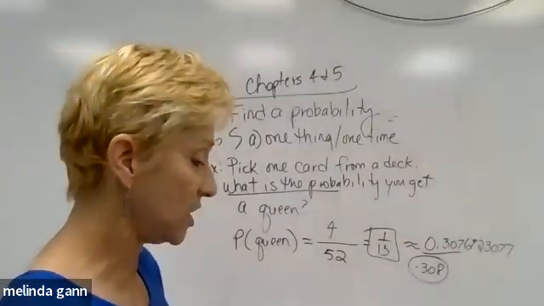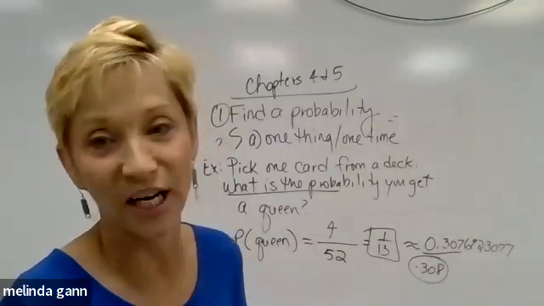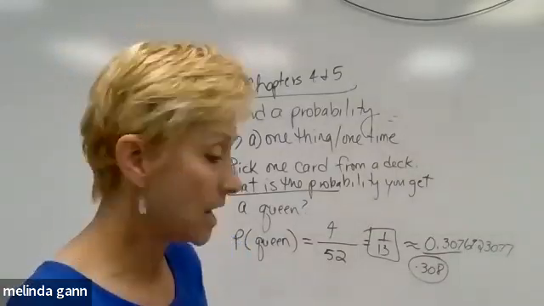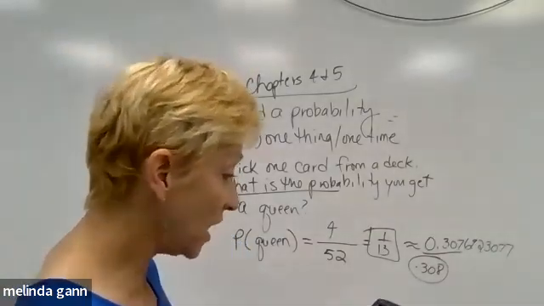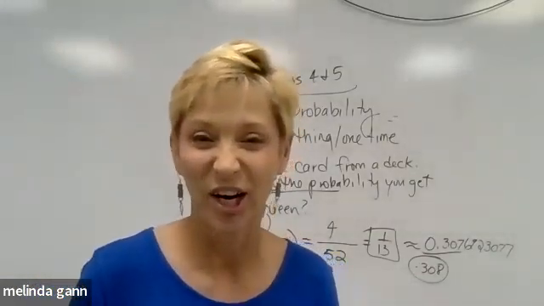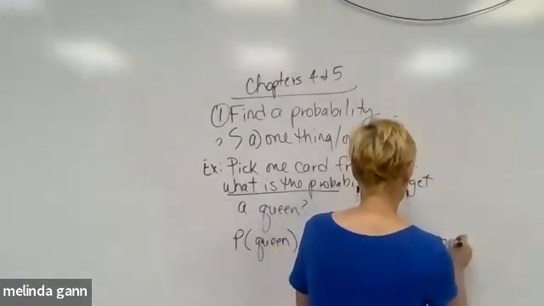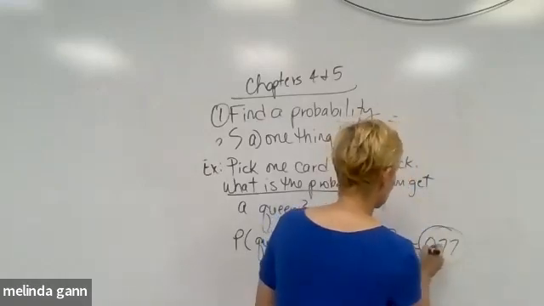I did it on my calculator and it gave me like 0.3. Oh, I'm sorry. I typed in the wrong thing, Maddie. Thank you. That would be ridiculous. There's not a 30% chance you're going to get a queen. Okay. 4 divided by 52 would be 0.077. Does that sound better? Yes. Okay. Thank you, Maddie.